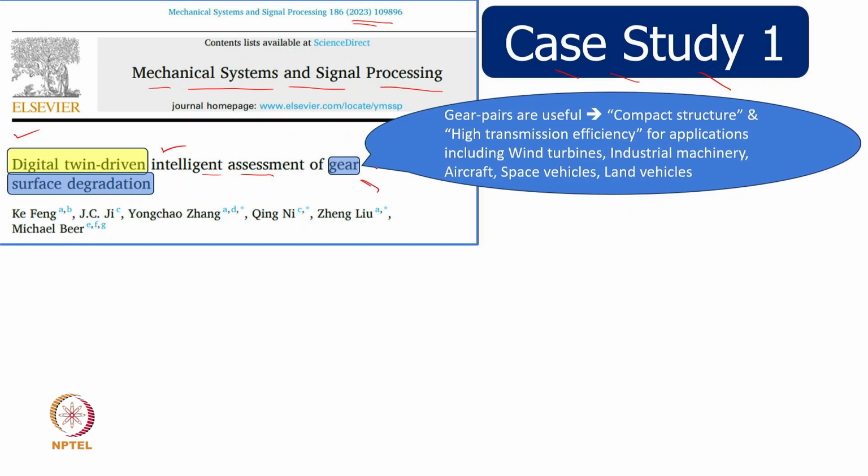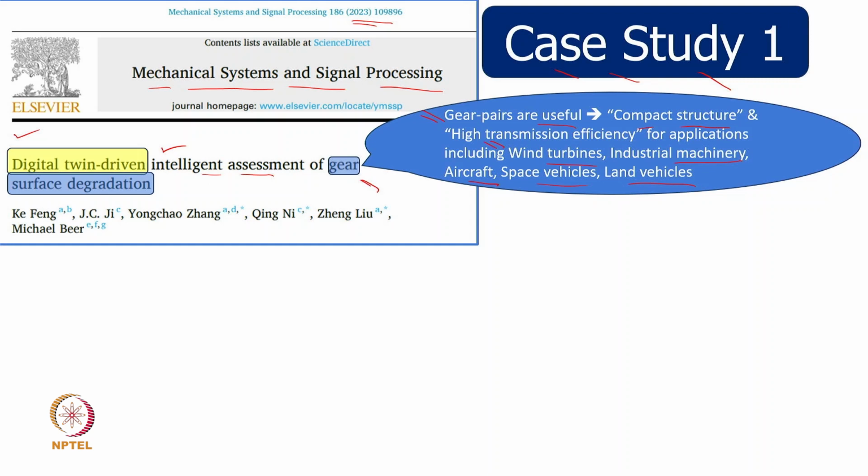We have already covered the gear related literature, and we know very well that gear pairs are very useful. They have a compact structure, and transmission efficiency is on the high side. We find various applications including wind turbines, industrial machineries, aircraft, space vehicles, land vehicles, almost all kinds of vehicles. So we'll start with the gear, and then we'll move slowly to digital twin.